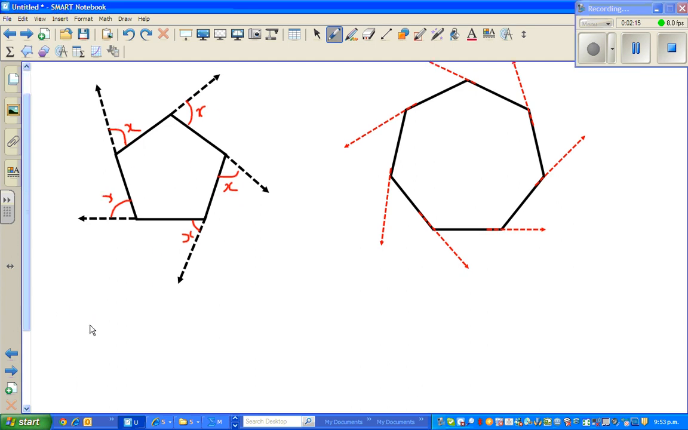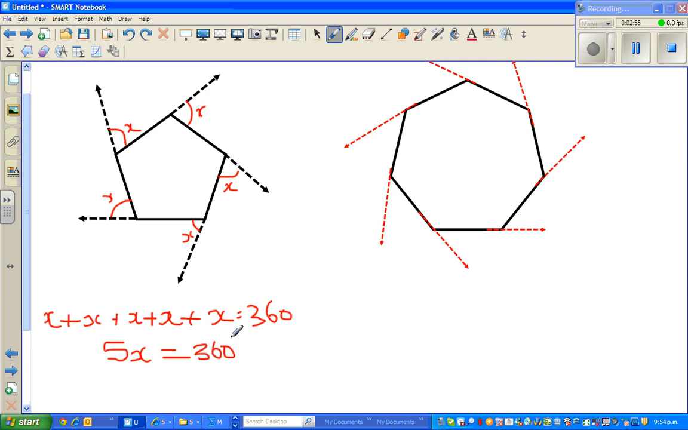So let us presume for a while we don't know the measure of the exterior angle, but we know that if we add them up, that is 360. So I can say x plus x plus x plus x plus x is 360, from the last video. That is the same as saying you've got 5 lots of x, so 5 times x is equal to 360.